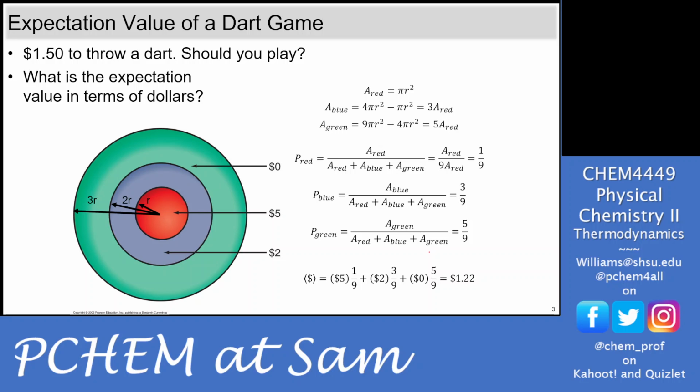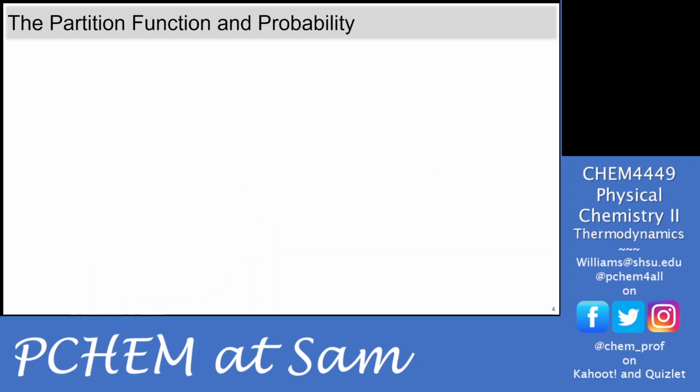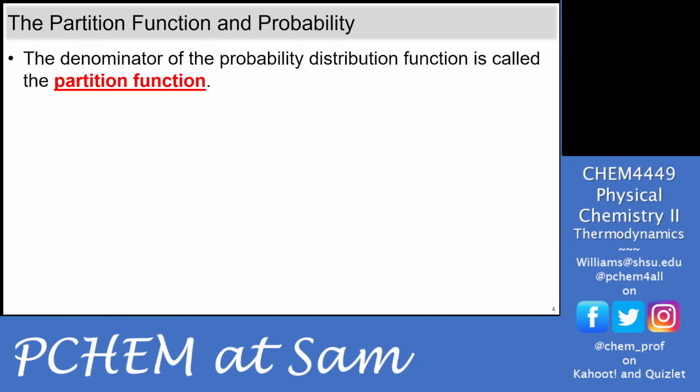So this denominator, if you'll notice, is the sum of all of the partitions. See that? And so that denominator is what we call the partition function. And that's super important. The denominator of a probability distribution function is called the partition function. And we'll spend the next several lectures computing the partition function for translational motion. There's a different kind of partition function for rotational motion, a different one for vibrational motion.